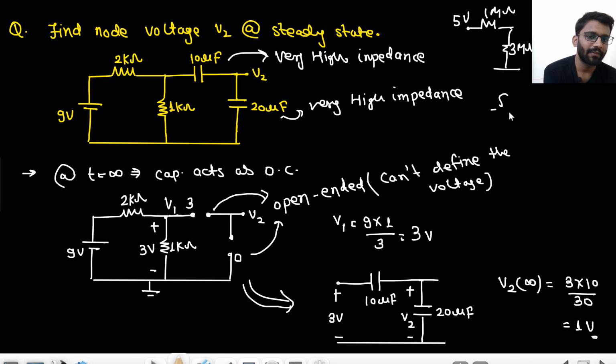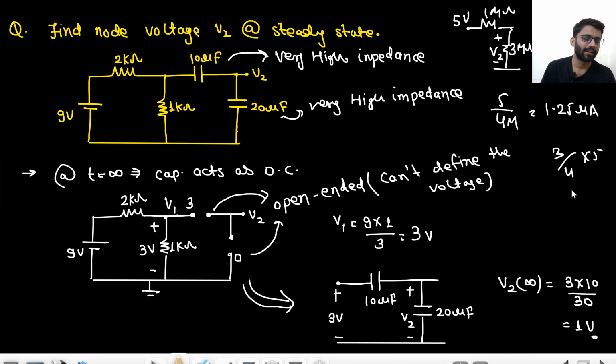How much will be the current? 5 upon 4 mega, that means 1.25 microampere. Very, very low current. But if they are asking what is the potential V2, what will you do? 3 by 4 into 5, right? So 5 into 0.75, whatever answer we get, that will be your answer. 15 by 4 will be your answer.